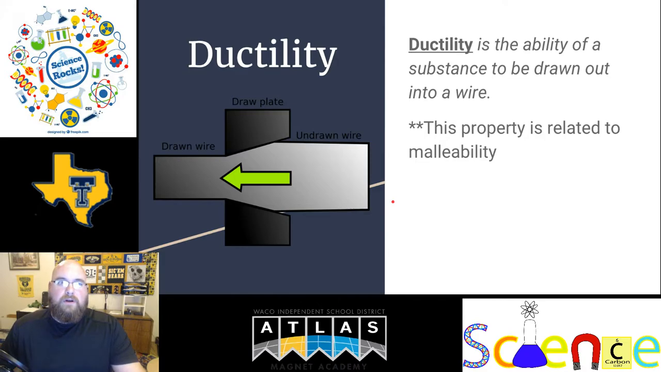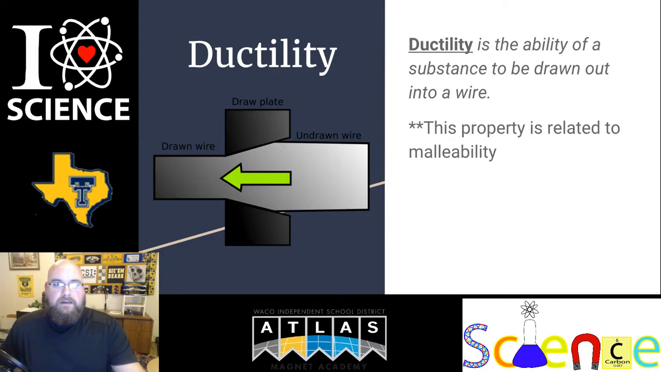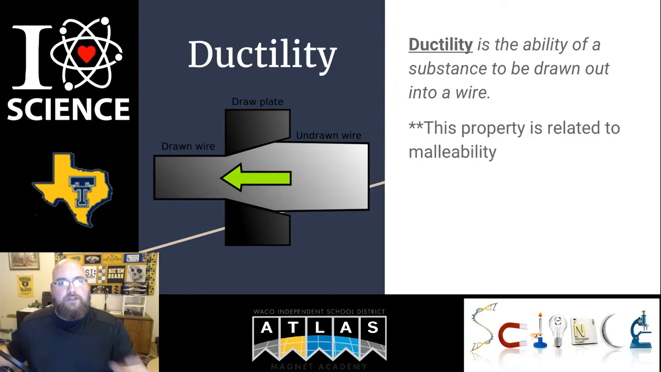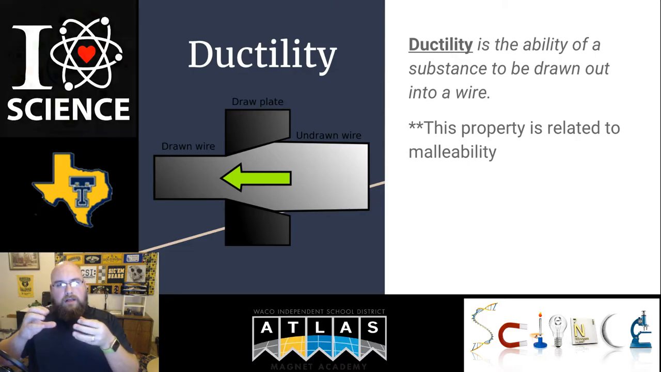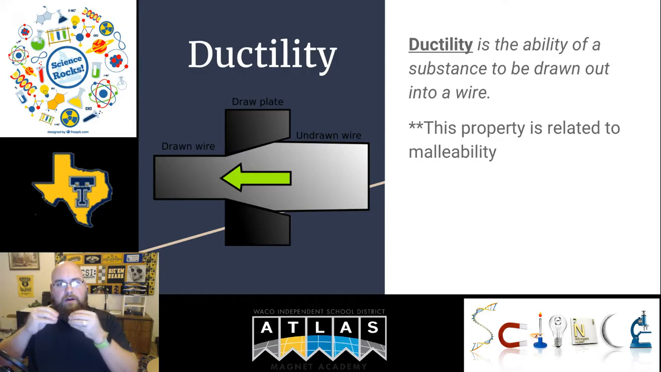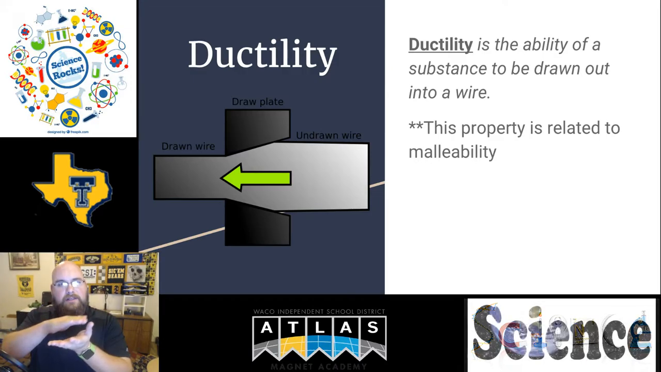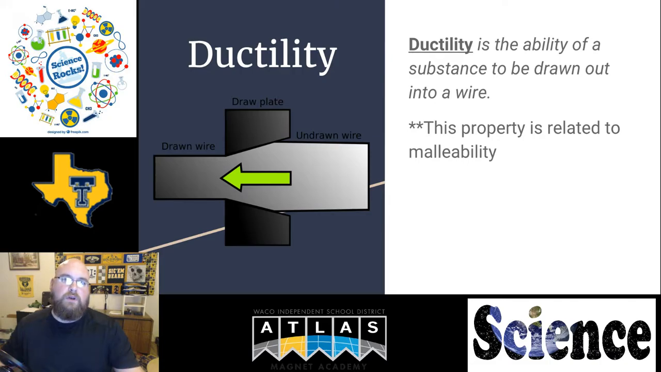Next physical property is called ductility. Now, ductility is related to malleability in that it has to do with how something can change its shape and not break. So the ability to be drawn out into a wire, so to take a block of something or of any substance and start to pull on it and make it thinner and thinner and thinner, or to squish it down until it gets thinner and thinner and thinner until it forms a wire, that means that this substance is ductile. It can be drawn into a wire.